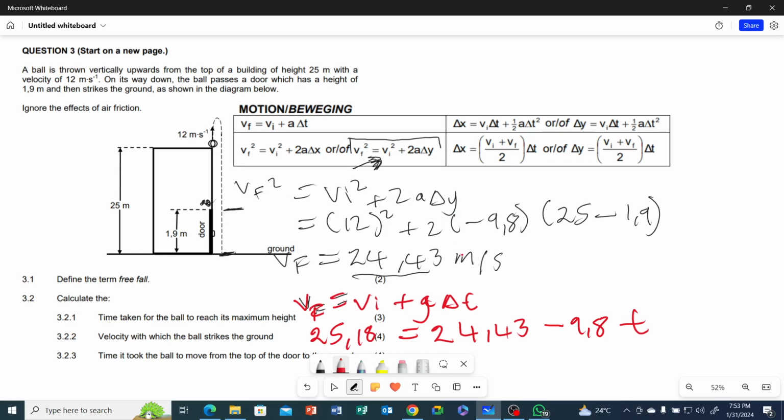Now you substitute. By the way, this value will be negative and this value will be negative. Why? Because they are going downwards. Remember, I said I assume upwards as positive. Both those values will be negative. From here, we solve for t. You'll find that t equals 0.08 seconds. Okay guys, this is the answer to the question.